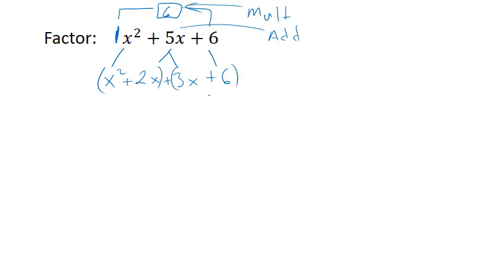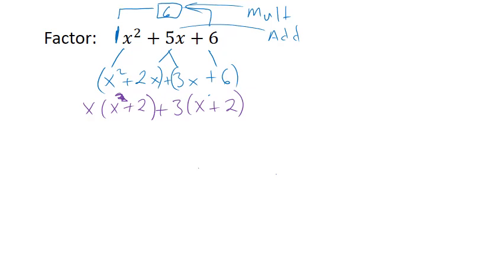In my first group, I have x in common. So I factor out an x, and I'm left with x plus 2. In my second group, I have 3 in common. So I factor out 3, and I'm left with x plus 2.